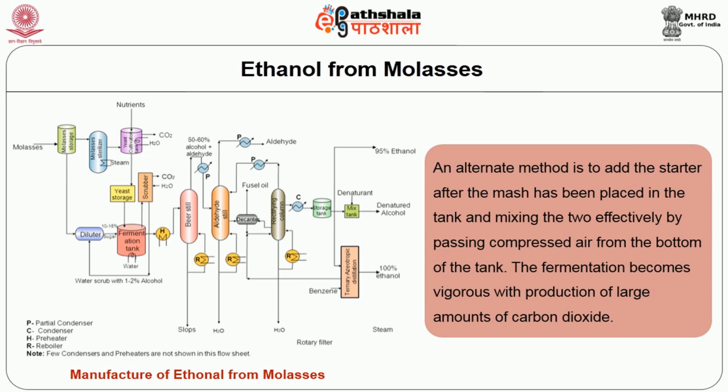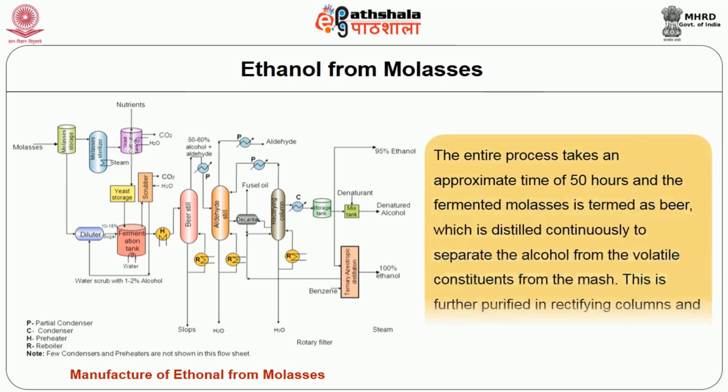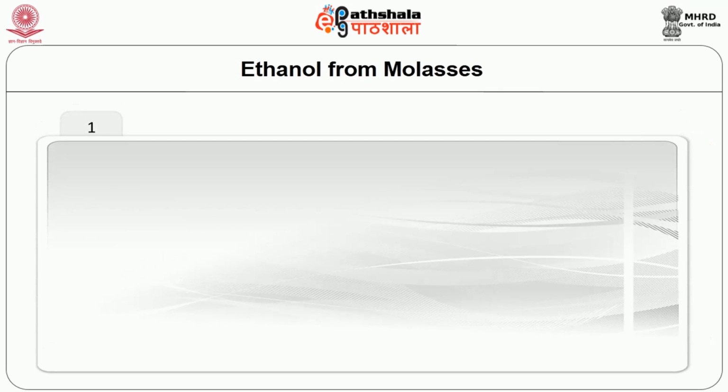The fermentation becomes vigorous with production of large amounts of carbon dioxide. The entire process takes an approximate time of 50 hours, and the fermented molasses is termed as beer, which is distilled continuously to separate the alcohol from the volatile constituents from the mash. And this is further purified in rectifying columns and then stored in warehouses. The detailed process is as follows.